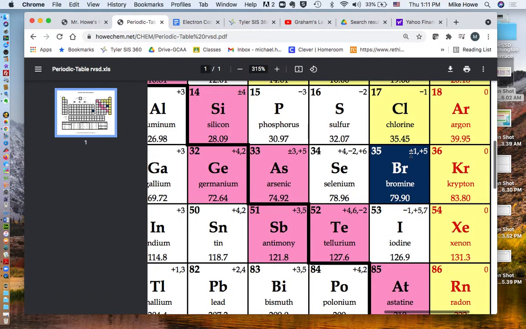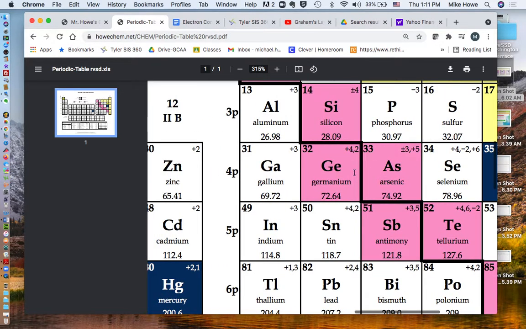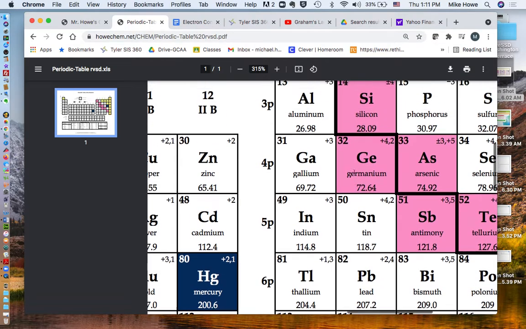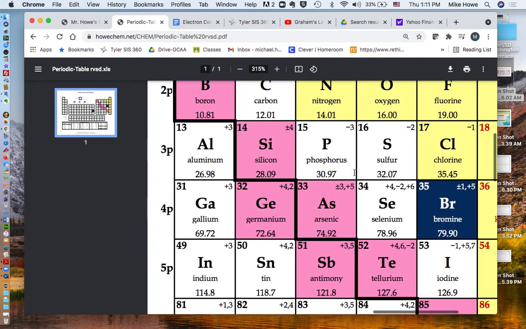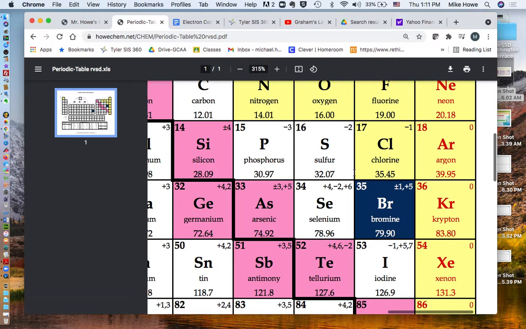Notice that it's blue. This would be a good time to point out that there are two elements that are liquids in their normal state. That's what blue means. Bromine's one of them, and the other one's mercury. So those are the only two elements on the periodic table that are normally liquids in their normal everyday state. So anyway, bromine has 35 electrons.